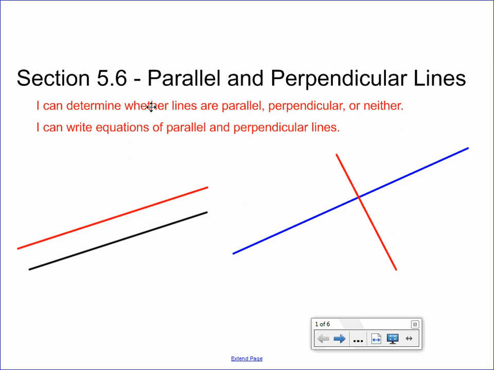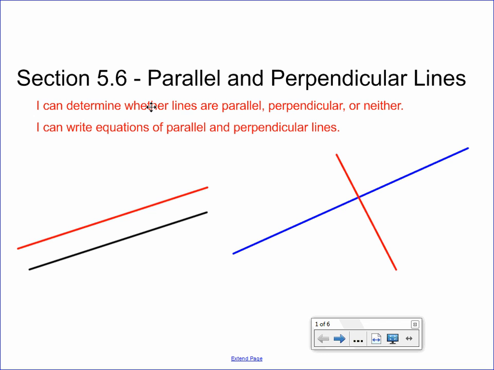Okay, today we're going to be looking at section 5.6, which is dealing with parallel and perpendicular lines. So hopefully by the end of this section, you will be able to say, I can determine whether lines are parallel, perpendicular, or neither. And I can write equations of parallel lines and perpendicular lines.